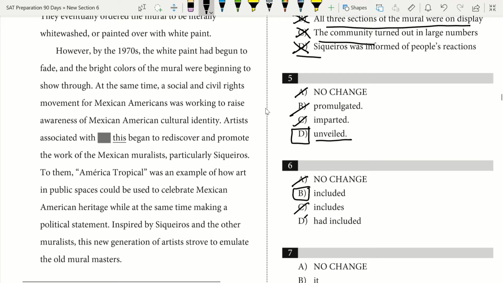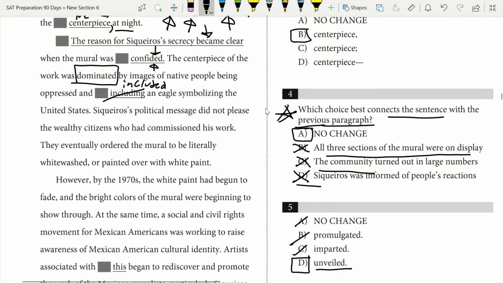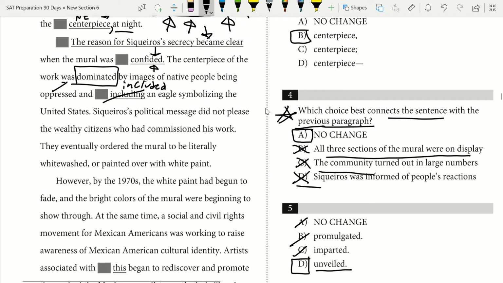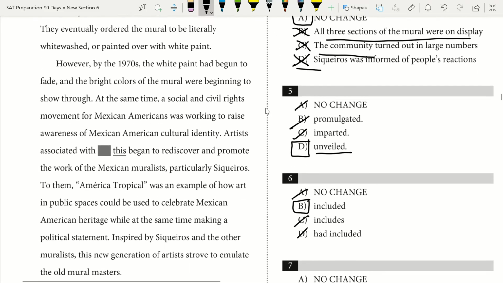So that's matching tense. Anytime that we have a question where we have to match tense like that, what we're going to want to look to do is look for other verbs in our sentence and try to match the tense that way. So in this case, I saw "had dominated" early in my sentence. I'm going to want to match the tense there because there's no reason to switch between tenses in this sentence. So we match tense and we get our answer as B, included.